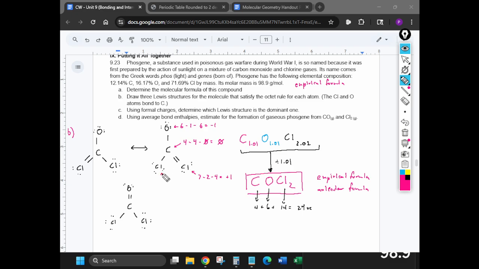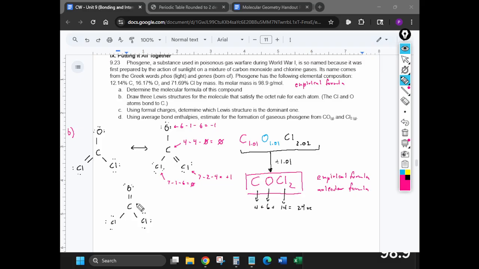And then I'll give you the last one right here. It'll be 7 minus 1 line minus 6 dots, so it'll be 0. So we got the formal charges for everybody. Now, this isn't the ideal one because ideally we have everyone at 0, right? But it's possible not to have everyone at 0, so let's take a look at the other structure.